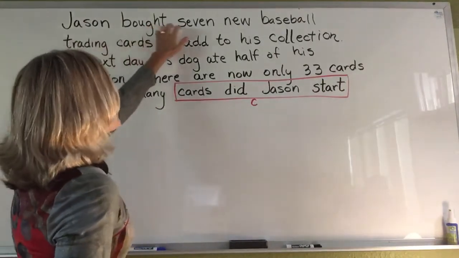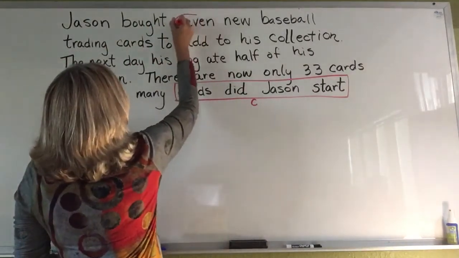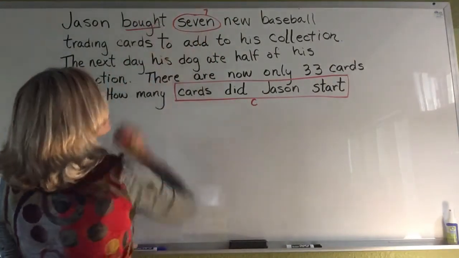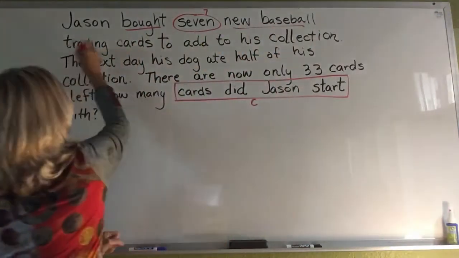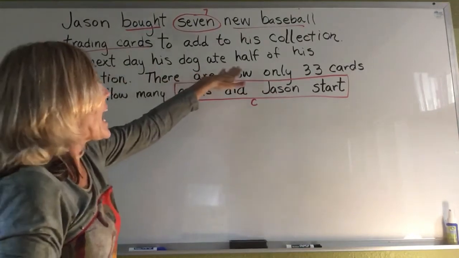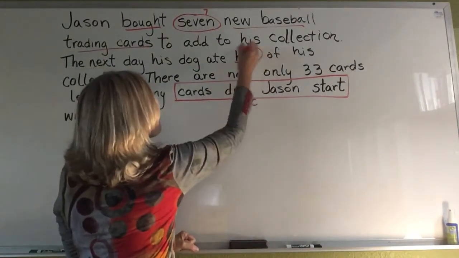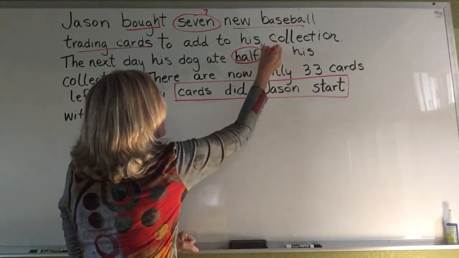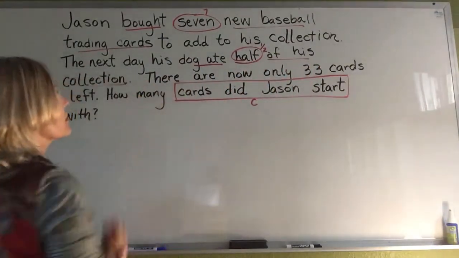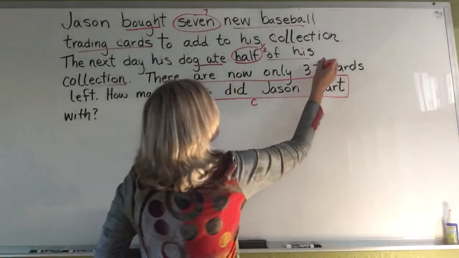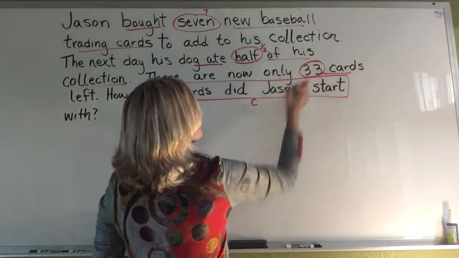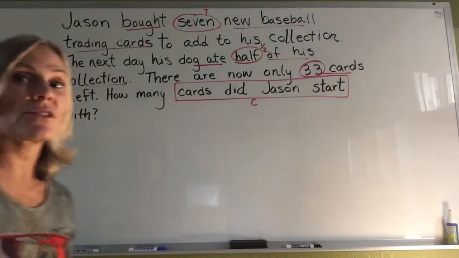Okay, so Jason bought 7 new baseball cards. 7 is a number, so we'll circle it. And I like to write the number on top. And he bought those. Those are baseball cards, trading cards. The next day, his dog ate half of his collection. So half is also a number, and I'm going to go ahead and write a half here. His dog ate half of his collection. There are now only 33 cards. So this is what we have at the end. So how many cards did Jason start with?